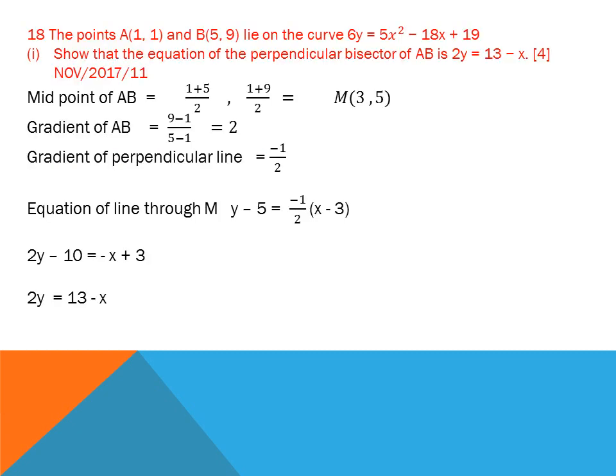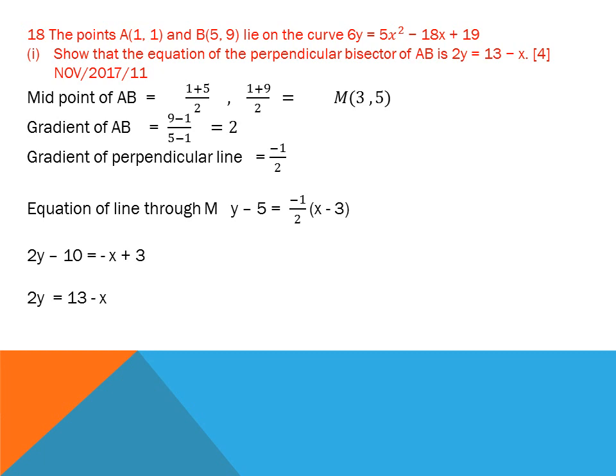Question number 18. The points A, B lie on the curve 6y is equal to this. Show that the equation of the perpendicular bisector of AB is this. It's very easy, very simple. First of all, I find the midpoint of AB here, same as in the previous question. Midpoint of AB: (x1 + x2)/2, (y1 + y2)/2. It will become (3, 5): x coordinate 3 and y coordinate 5.